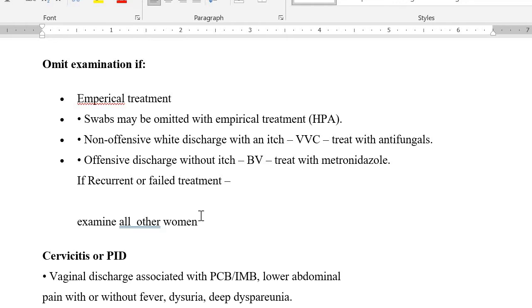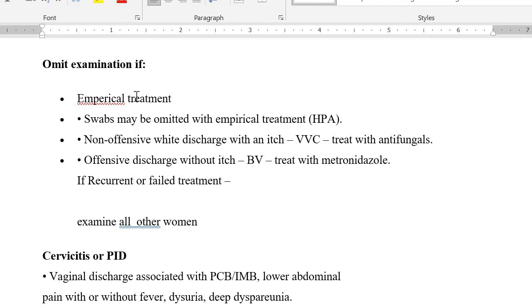Non-offensive white discharge with itch, then you will treat with antifungals. Offensive discharge without itch, then you have to think about bacterial vaginosis, so you need to treat it with metronidazole. If it is a recurrent infection or failed treatment, but the diagnosis is already there, then you can leave this patient without examination and just change the drug.